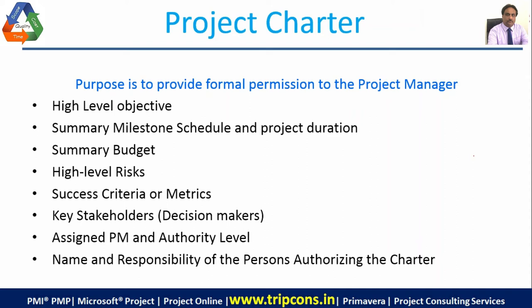Then who are the key decision makers? Those who signed up the project. And then who is the assigned project manager and what is the authority level of the project manager? Can he use the resources up to this point, up to this value? That is the authority level. And the name and responsibility of the person authorizing the charter. Those who are going to authorize the charter, what are their names and responsibilities, so that in the future the project manager can have a clear decision.